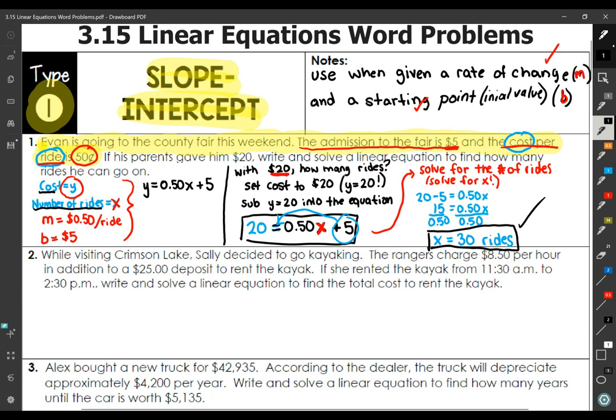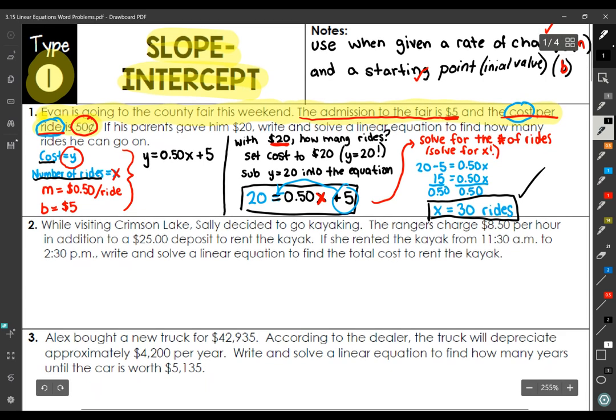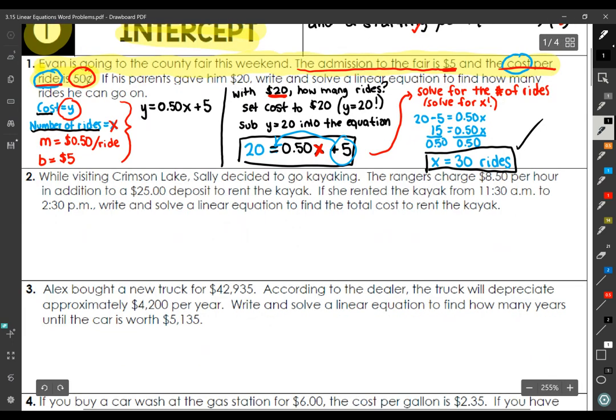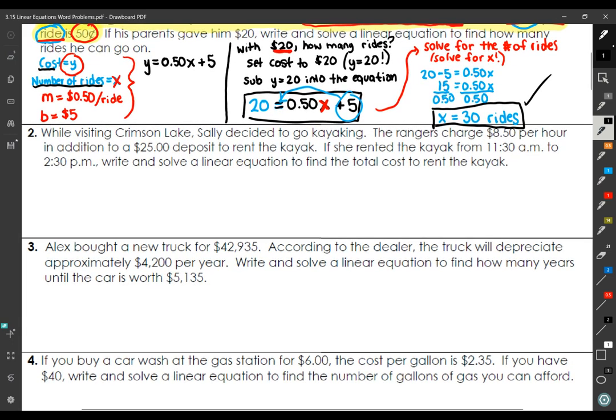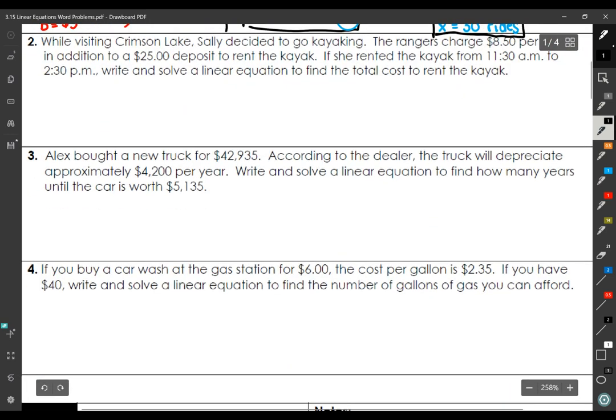Okay, let's try another example. Again, I'm going to take it slow because I understand word problems can be tricky. Let's read through the problem. Question 2. While visiting Crimson Lake, Sally decided to go kayaking. The rangers, the people who rent the kayaks, charge $8.50 per hour in addition to a $25 deposit to rent the kayak.